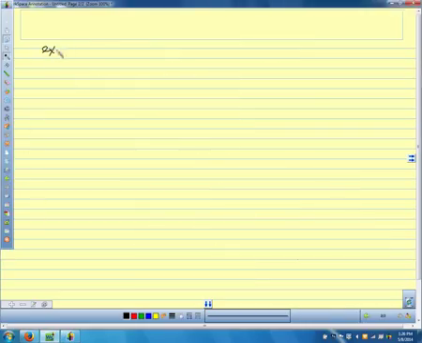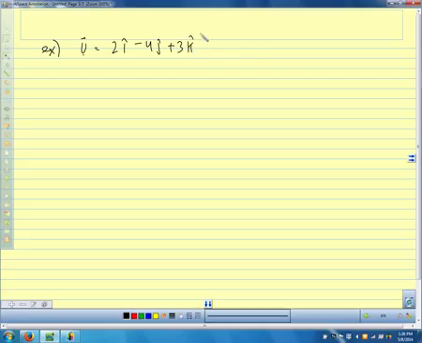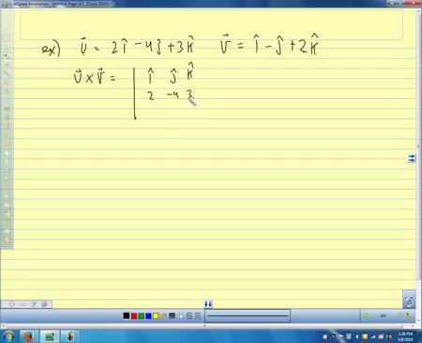So let's say that we have u equals 2i hat minus 4j hat plus 3k hat, and v equals i hat minus j hat plus 2k hat. So let's do u cross v. So we're going to make this determinant i, j, k. 2, negative 4, 3, 1, negative 1, 2.